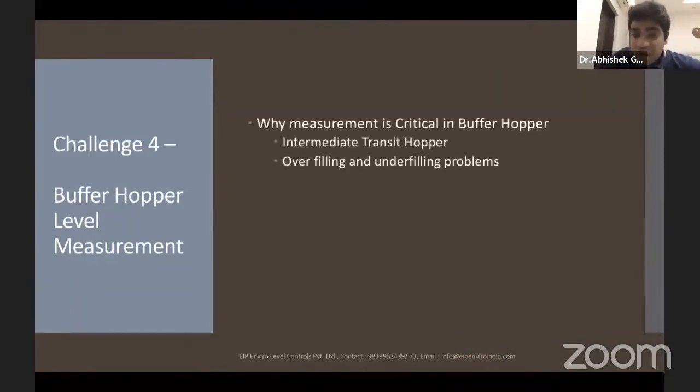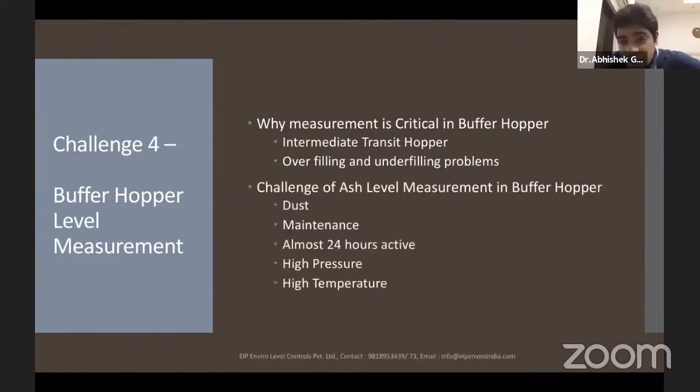Again, buffer hopper is the intermediate transit hopper wherein overfilling and underfilling are critical problems and is something that is operating at a very fast speed. It fills up very fast, empties very fast, and it is in continuous operation. So the challenge of buffer hopper remains the same: fly ash, dust, maintenance, 24-hour active, and high temperature. And adding to that is high pressure inside a buffer hopper.